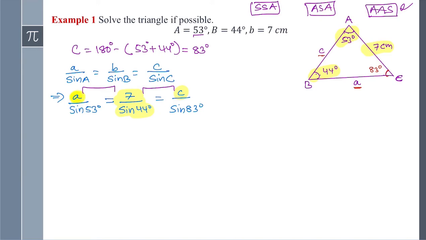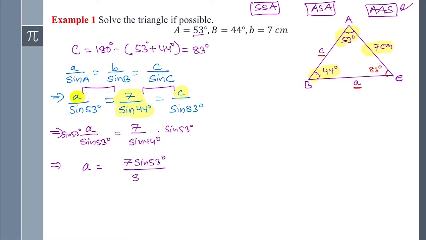Basically, let me write that down. A over sine 53 degrees equals 7 over sine 44 degrees. And then if you multiply by sine 53 degrees on both sides, then we get A equals 7 times sine 53 degrees divided by sine 44 degrees. Putting this into the calculator, we get A is approximately 8.05 centimeters. So we found the value for A.